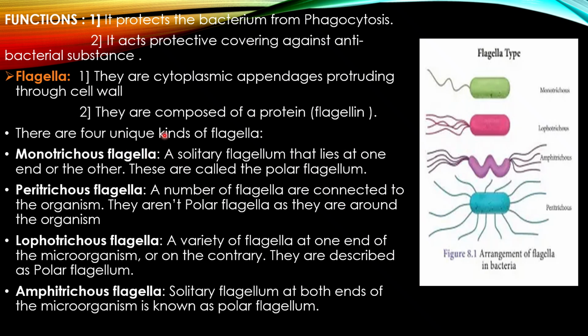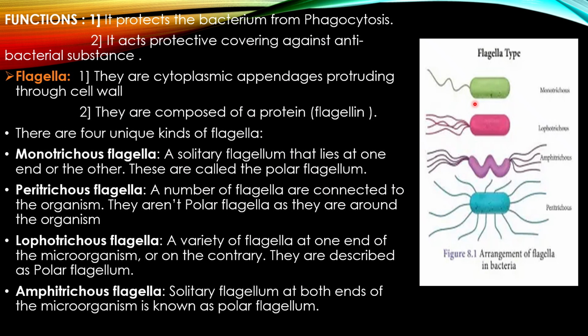And there are four unique kinds of flagella. First is monotrichous flagella. As the name tells, mono means single, a solitary flagellum that lies at one end or the other. So these are called polar flagellum. As you can see in the picture here, there is a single flagellum at one end. It is called monotrichous flagellum, and this flagellum is called polar flagellum.